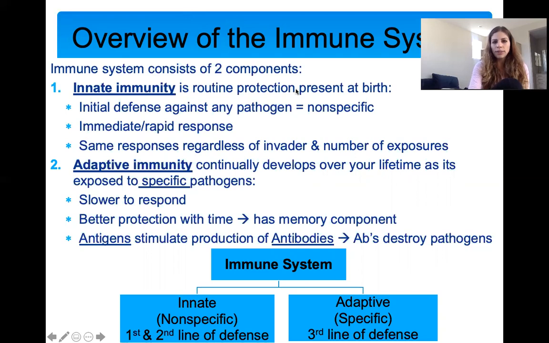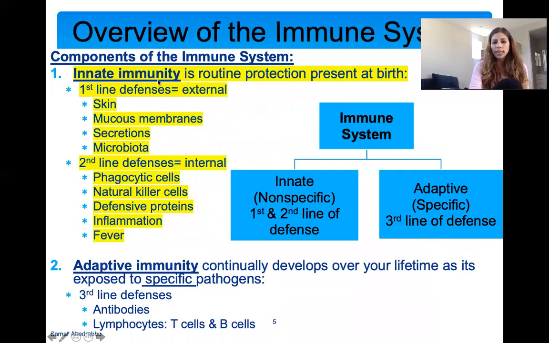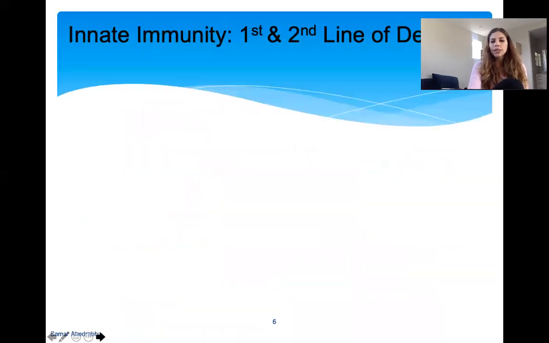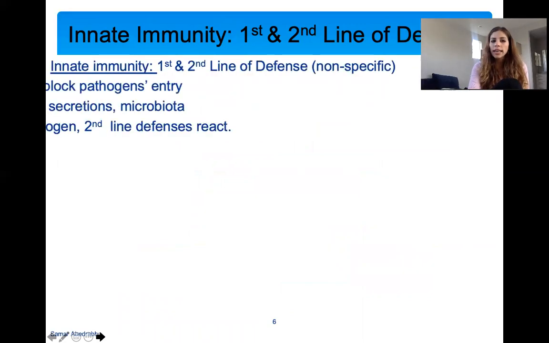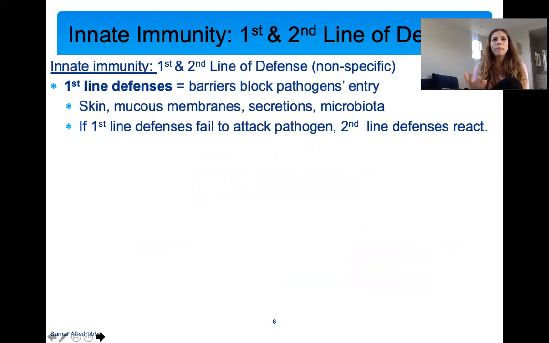To summarize, your immune system consists of innate immunity and adaptive immunity, and we're focusing on innate immunity in this lecture. Innate immunity consists of two parts: your first line of defenses and your second line of defenses. This is the part of your immune system that you're born with. Your first line of defenses are the barriers that block pathogens from entering you. These will stop a pathogen from potentially getting in and causing a very bad infection. They consist of your skin, mucous membranes, secretions, and microbiota.